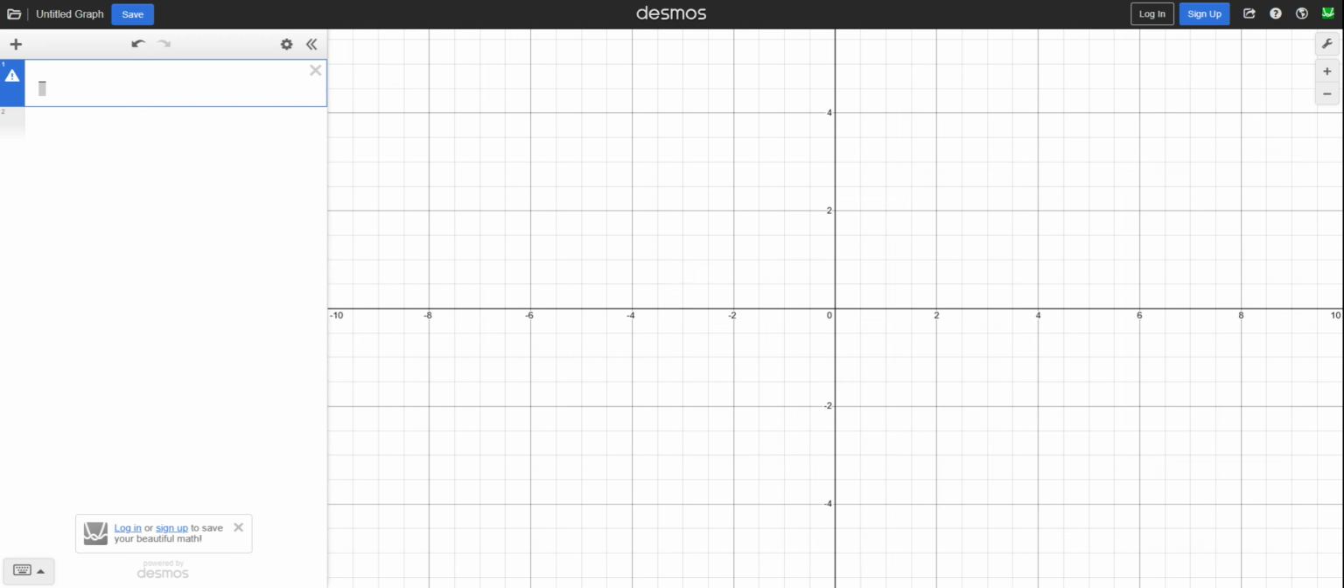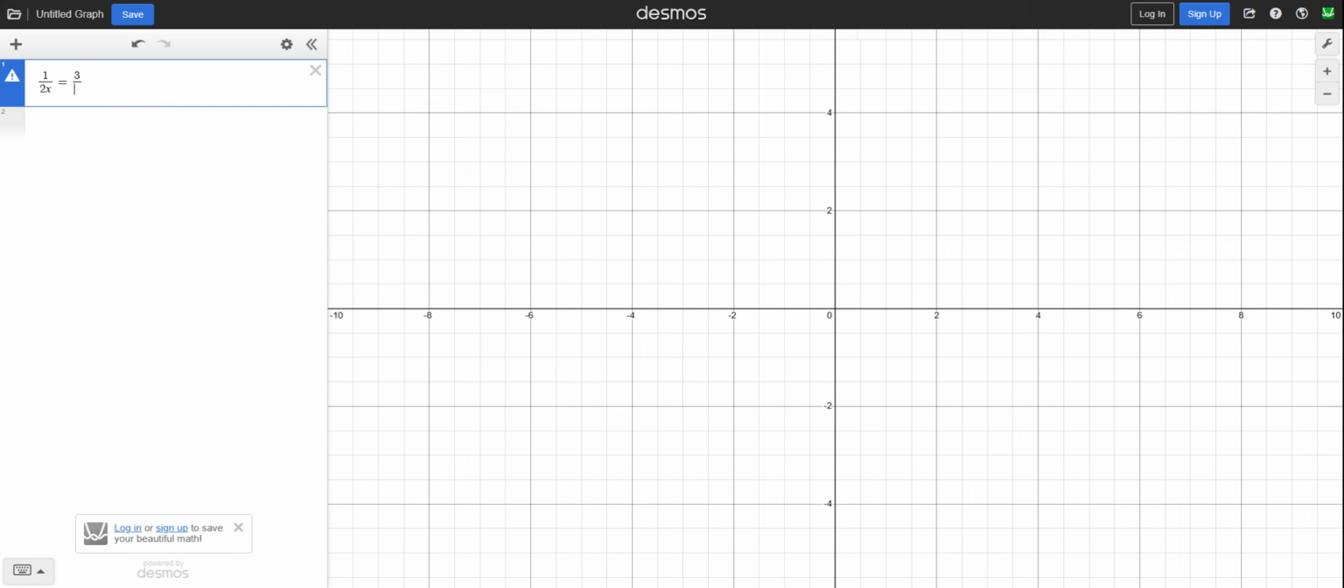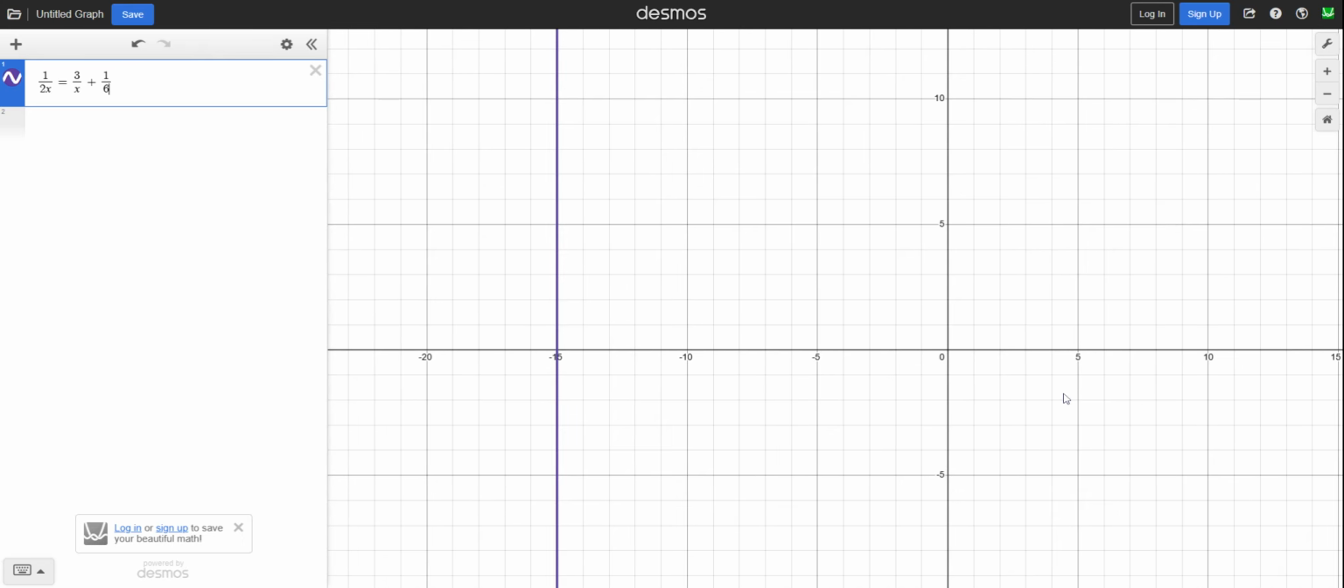You have to put the fraction key in first. 1 over 2x. Arrow to the right, put your equal sign. Fraction key. 3, arrow down, x. Arrow to the right, plus. Fraction key. 1, arrow down, 6. Yuck. Aha, there it is. It's at negative 15. So the worst part of this is just typing it in.